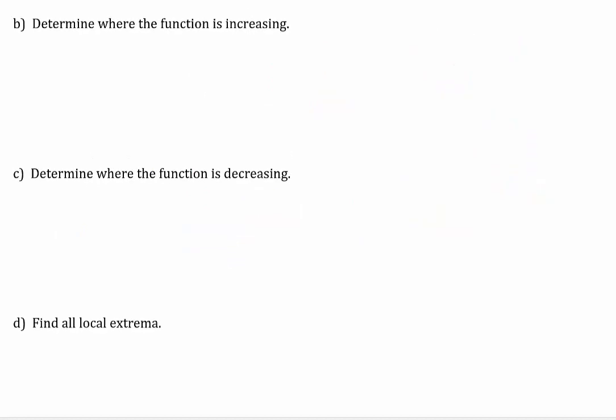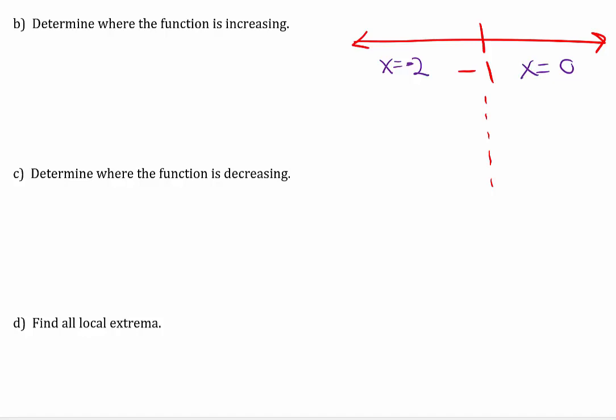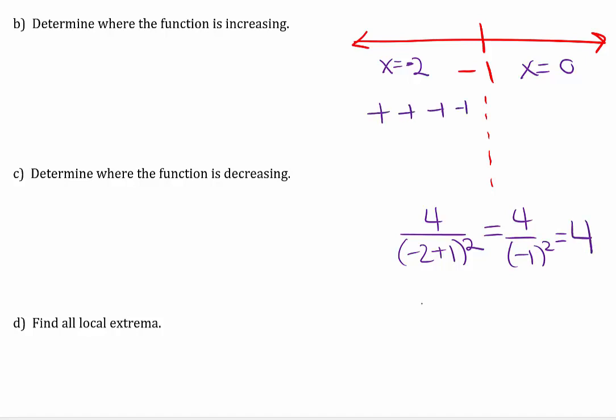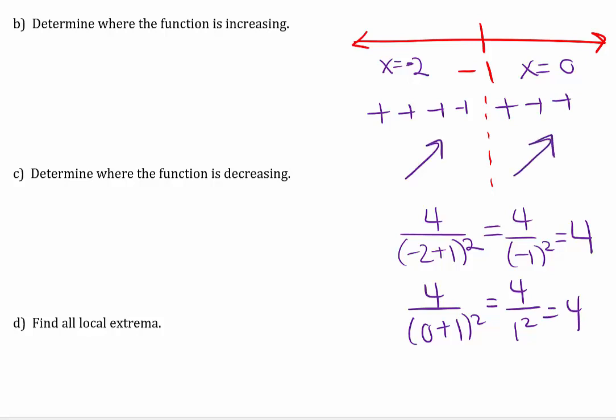So where's the function increasing? Where is it decreasing? Find all local extrema. I'm just going to put the negative 1 on my number line. I'm going to pick test values on either side of negative 1, and plug them into my derivative. When I plug in negative 2, I get something that is positive. When I plug in 0, I also get something that is positive. So that tells me that this function is increasing in both of these intervals.